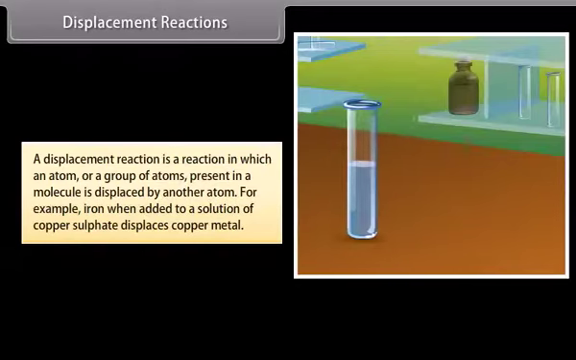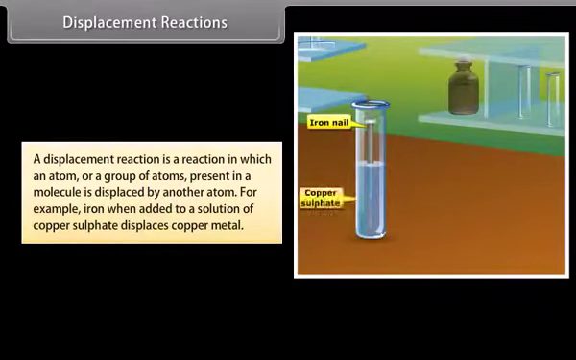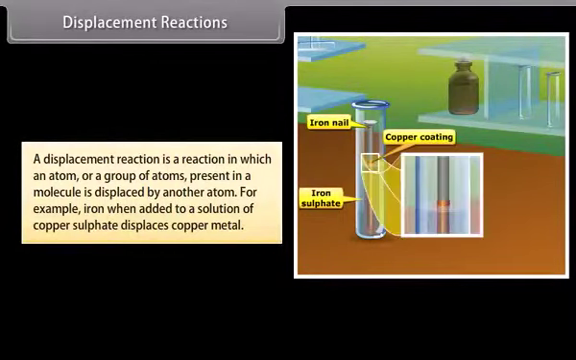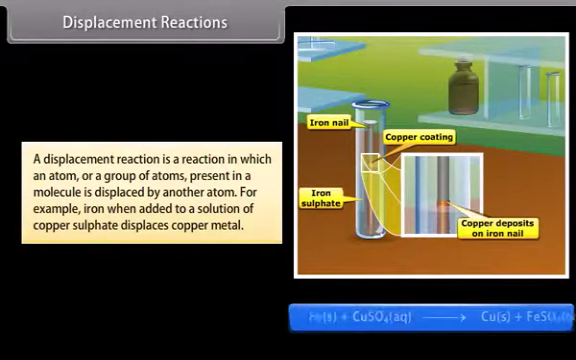Displacement reactions. A displacement reaction is a reaction in which an atom or a group of atoms present in a molecule is displaced by another atom. For example, iron when added to a solution of copper sulfate displaces copper metal.